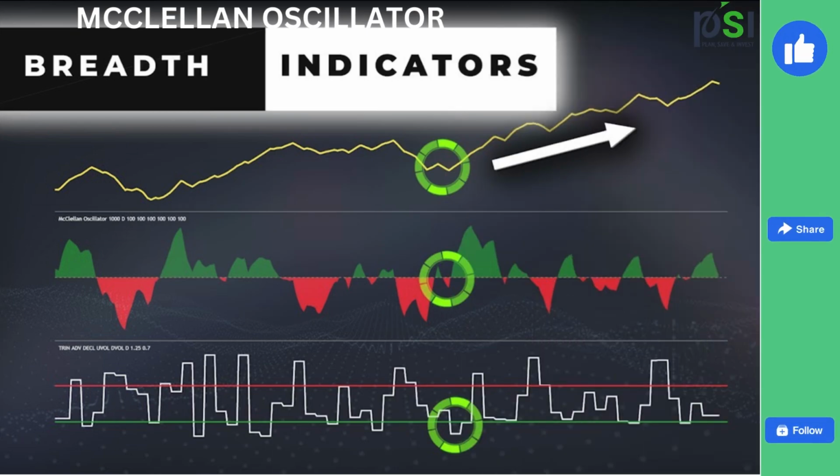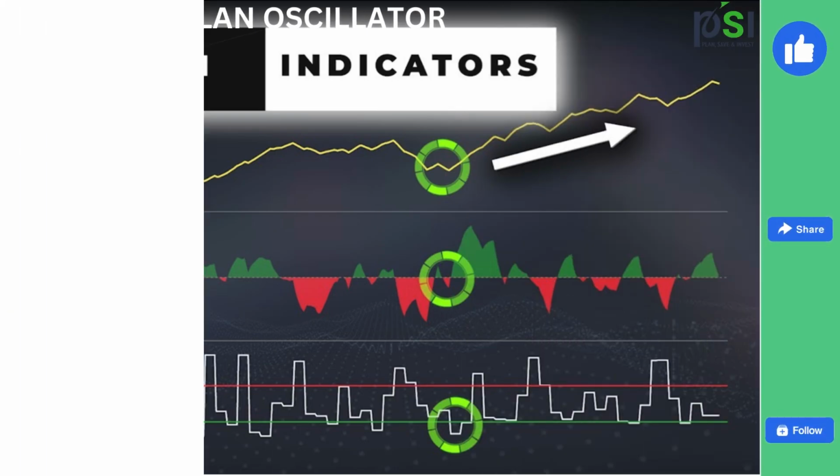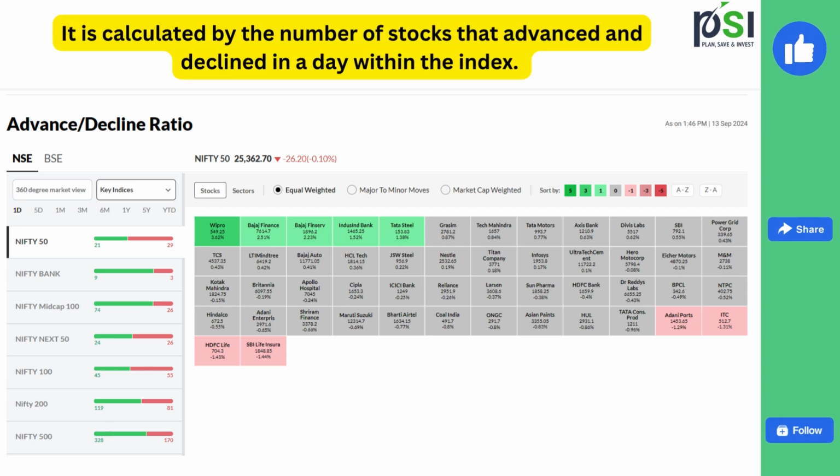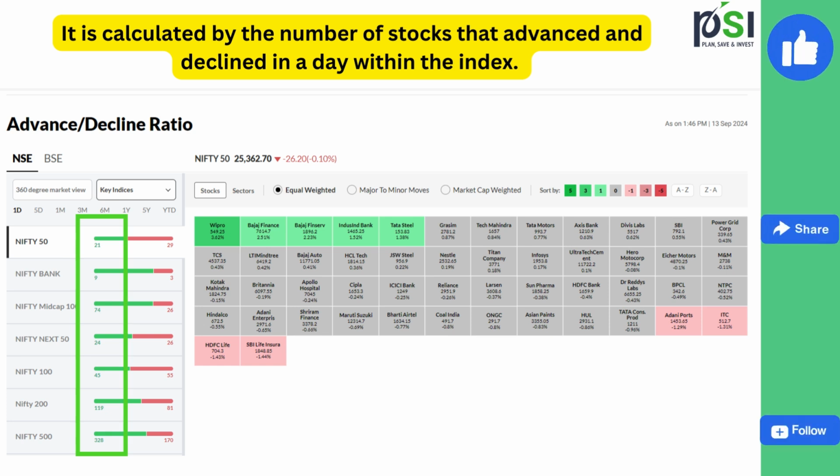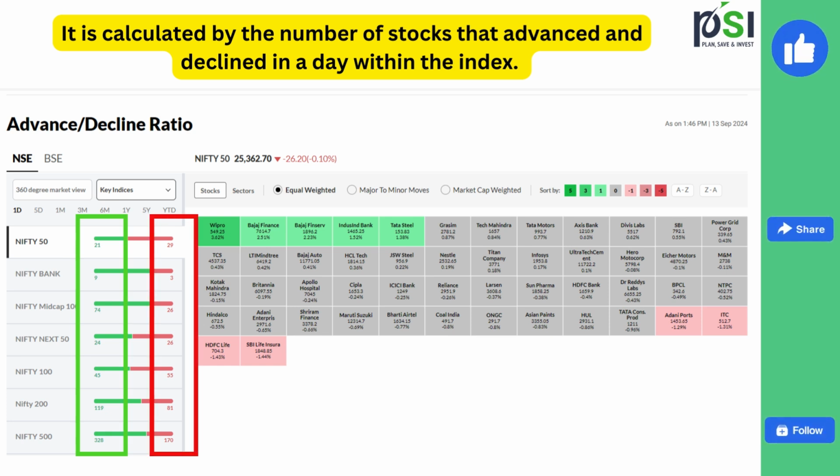McClellan Oscillator is a market breadth indicator. It is calculated by the number of stocks that are advancing on a daily basis in an index and the number of stocks that are declining on a daily basis within the index. Suppose Nifty 50 has 50 stocks. Today, if 30 stocks are advancing and 20 stocks are declining, which means 30 stocks are supporting the bullish trend of the Nifty and 20 stocks are not supporting the bullish trend of the Nifty.